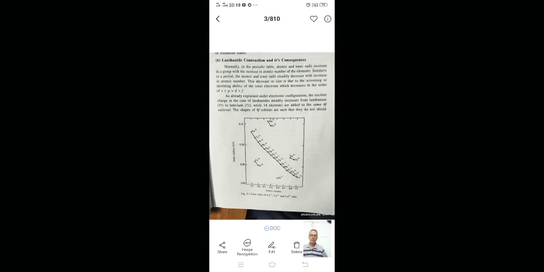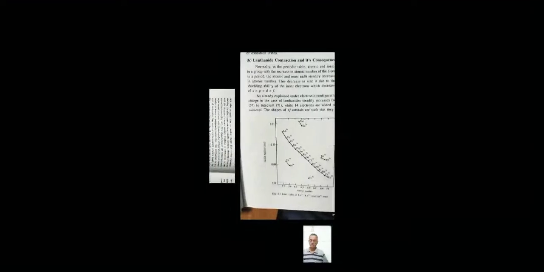My friends, you can see, therefore, the phenomenon of the steady decrease in atomic size or ionic size of the lanthanides with increase in atomic number is called lanthanide contraction. The contraction in the size of the lanthanide from one element to another is very small, therefore its cumulative effect is taken into consideration. The lanthanide contraction is observed in dipositive, tripositive and tetrapositive ions.